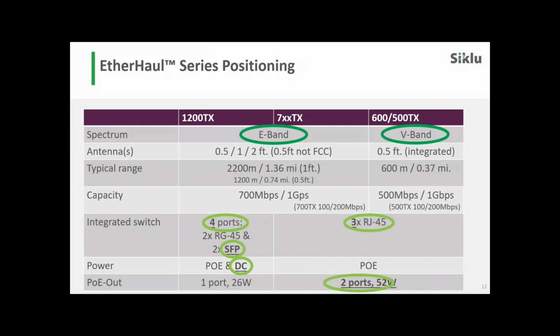And on the other hand, if PoE out of the radio is very important, the 7XX, the 600 perform a lot better. So if you have additional devices which have to be powered from the ODU, the 1200TX has a single port, the 7XX and 600 have 2 ports, more power. So I've tried to show here on the chart basically what are the features which are going to allow you to make decisions for your applications or for your customers, those of you who are system integrators.